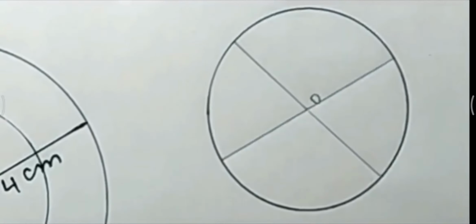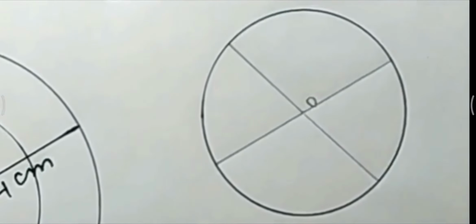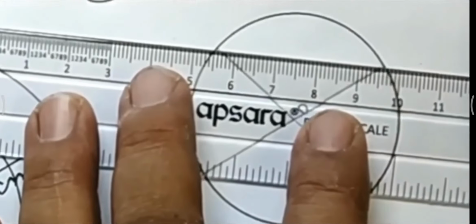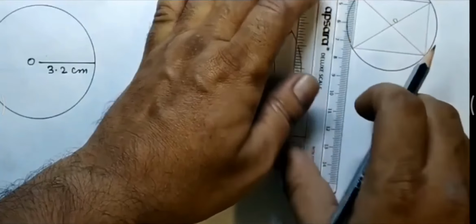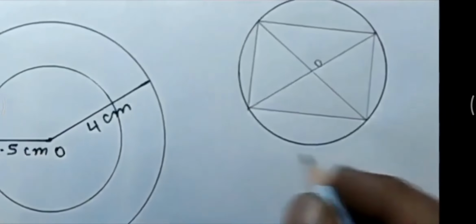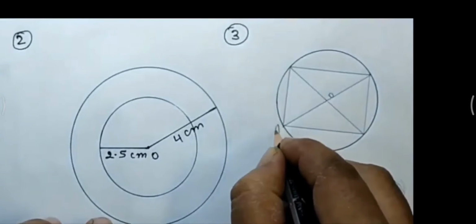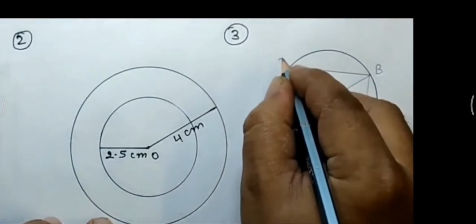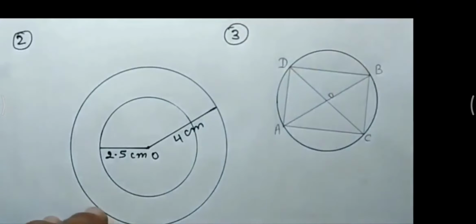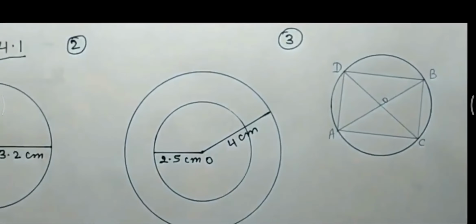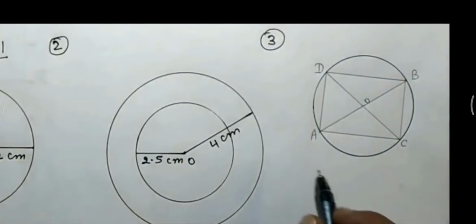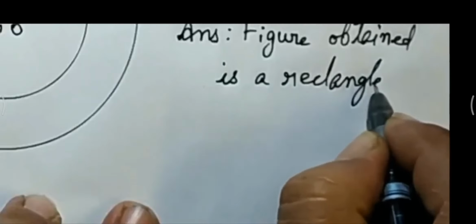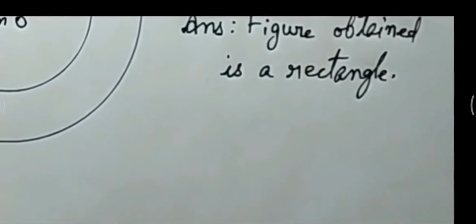Now after drawing, here you can see one circle and two diameters I have drawn. Now you are required to join these ends one by one. You are required to join these ends. Now I have joined these ends. Now which figure is there? You can see A, B, C, D. Now these letters are there, A, B, C, D. Now this figure is a rectangle. So here you can see the figure obtained is a rectangle.